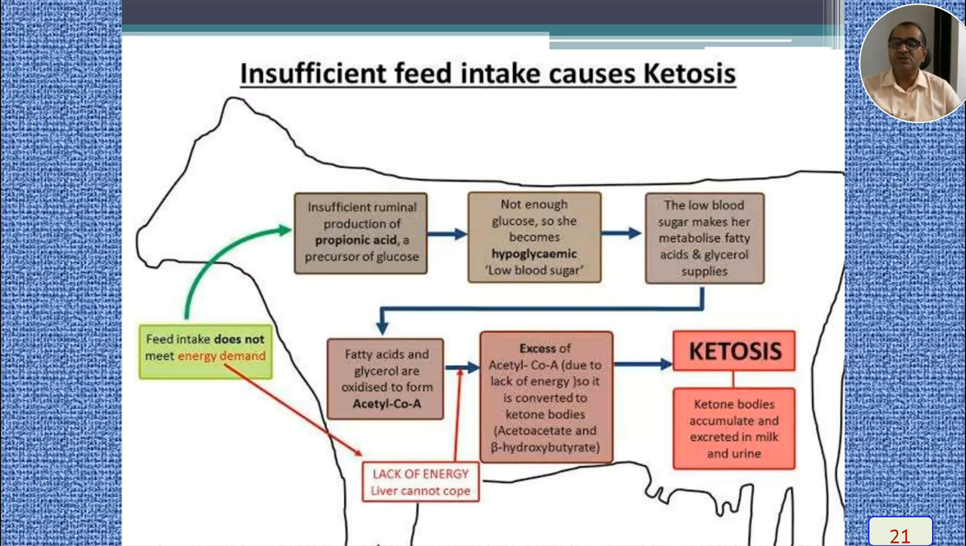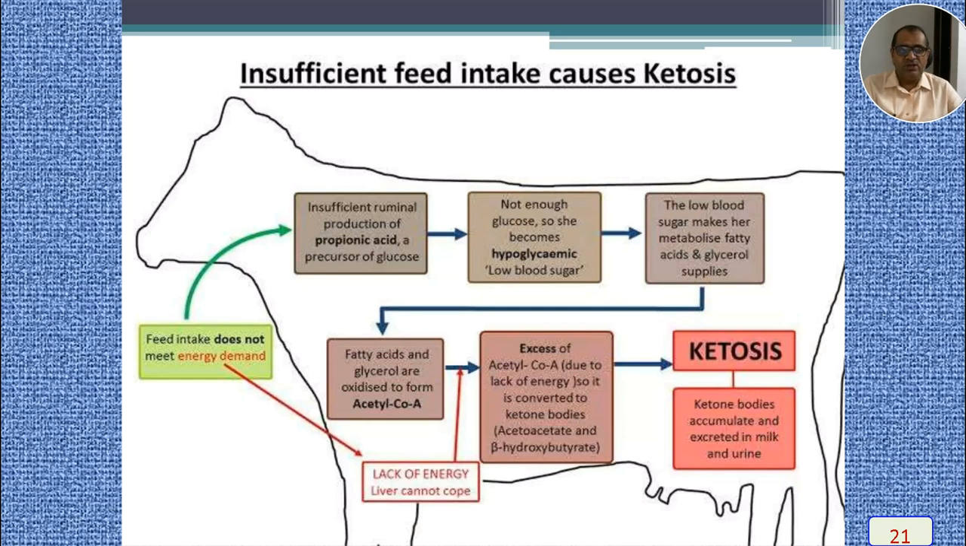So what happens is insufficient ruminal production of the volatile fatty acids like propionic acid, a precursor of the glucose, takes place. Then whenever the glucose is not enough in the body, the cow becomes hypoglycemic in nature, and there will be low blood sugar, because the volatile fatty acids are converted to the glucose and later pushed from the bloodstream into the cells by the help of the insulin.